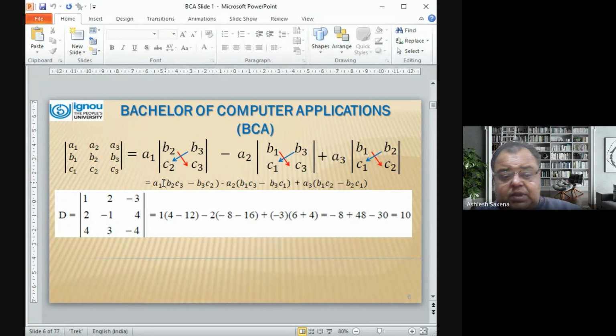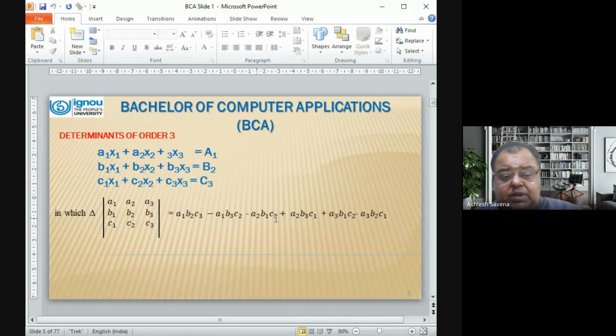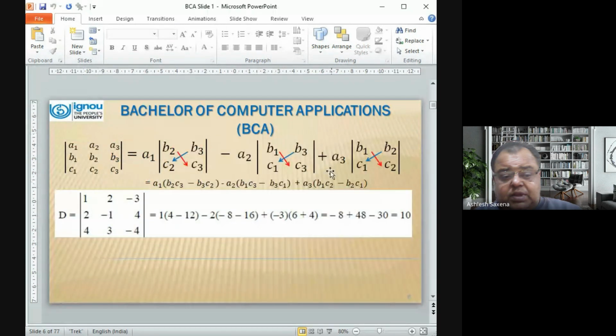When this is opened, you will get this. You have to understand well how we got this. Okay, now a practical example of it. You have to calculate the determinant of this matrix.